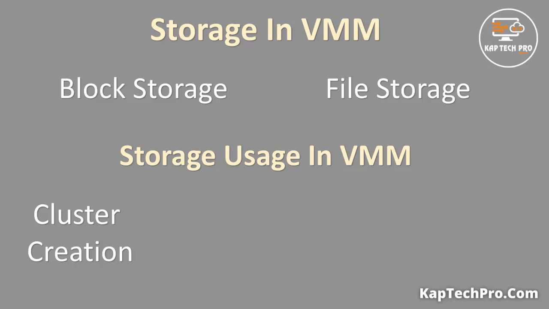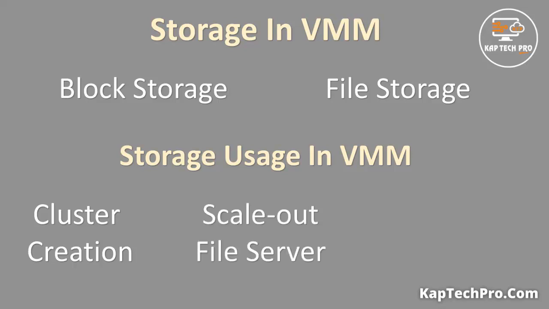The second type of storage usage is scale out file server. Scale out file server is designed to provide scale out file shares which are continuously available for file based server application storage. Scale out file shares provide the ability to show the same folder from multiple nodes on the same cluster. Like if we have deployed two nodes in our cluster, it has the ability to show the same folder on both nodes.